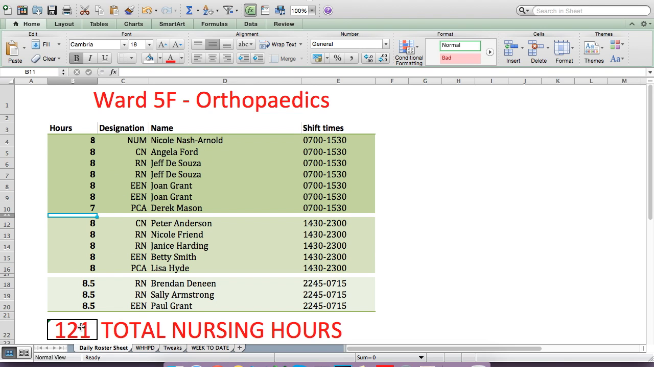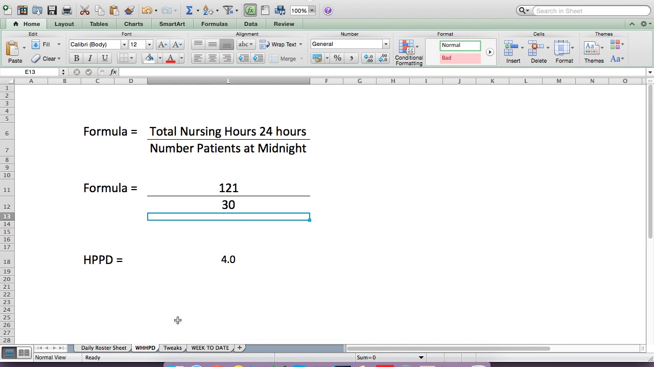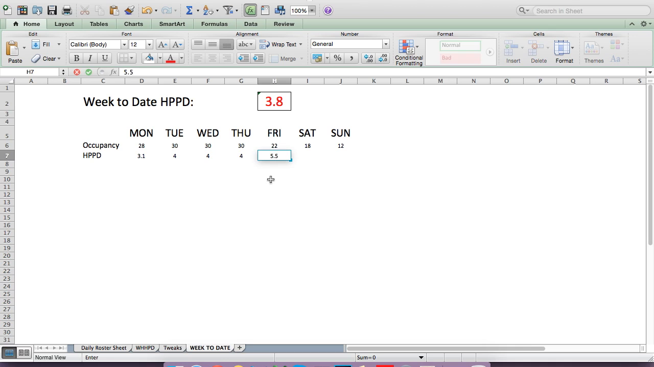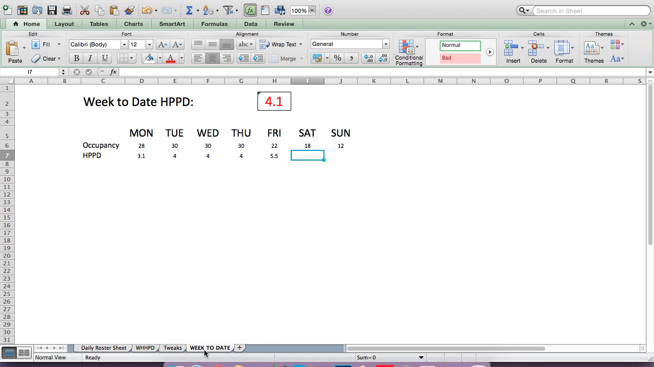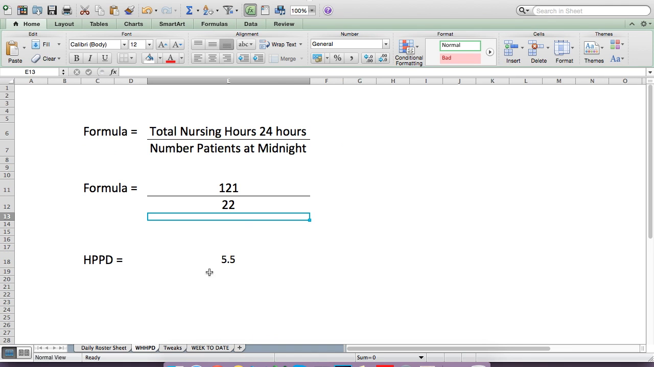Now, if you left it 121 for the whole full day, let's have a look at what happens with your HPPD. 121, but you had a mass exodus because the orthopaedic surgeon did his ward round. 22. Ooh, 5.5. That's nasty. So if you put 5.5 in there, you're starting to creep up. Again, if you left that for Saturday, 121, full complement of staff, but now you're down to 18, 6.7.